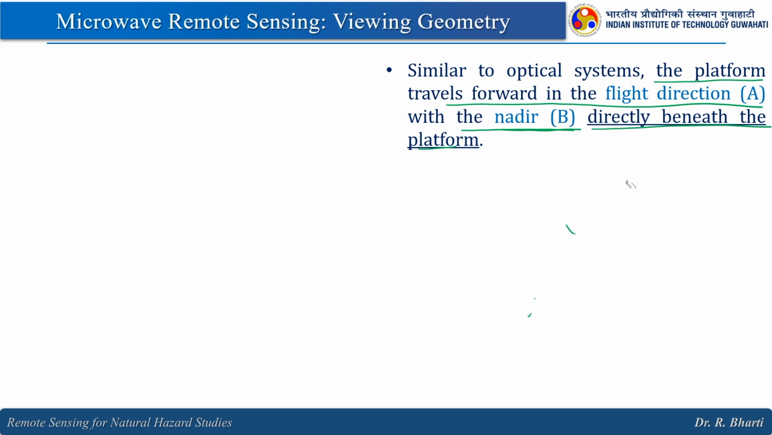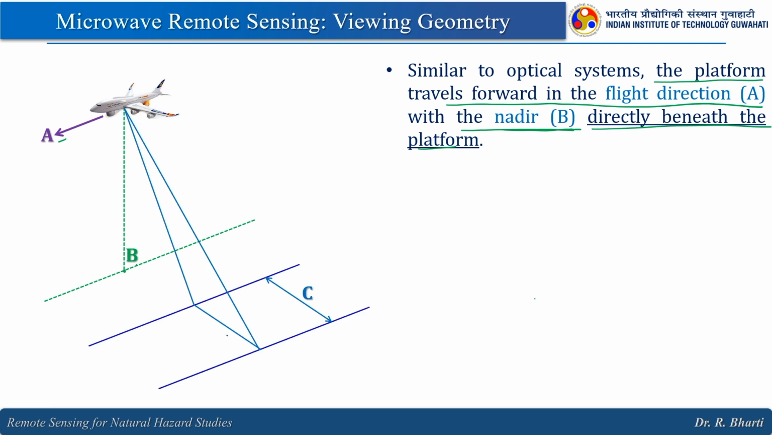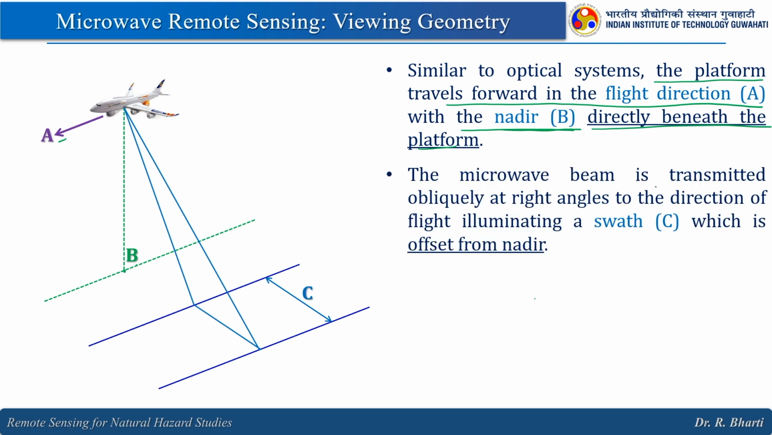So, here what it says: similar to an optical system, the platform travels forward in the flight direction A with the nadir B directly beneath the platform. So, this is the A and this is the B, which is the nadir point, right. Now, this particular sensor is capturing this particular area. The microwave beam is transmitted obliquely at right angle to the direction of the flight, illuminating a swath C. This is swath C, which is offset from nadir. Offset means it is not at the nadir.